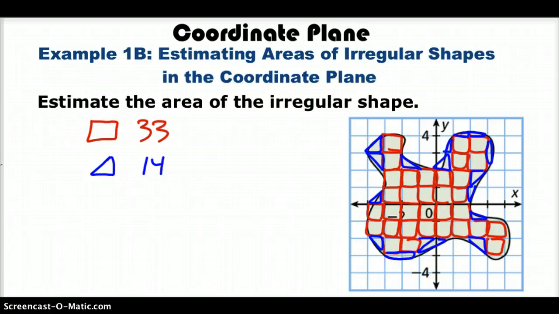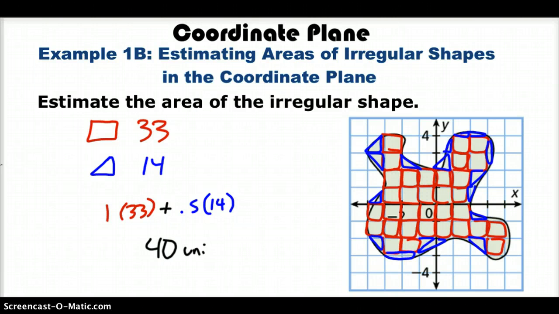So I'm giving one point to all of the squares, so 1 times 33, plus half a point to these 14. That's basically going to be 7 plus 33. So I'm going to say that this is about 40 square units. So 40 units squared. Again, I hope this is pretty easy. We're just using these skills to estimate the area of a blob in a coordinate plane, or in other words, an irregular shape in a coordinate plane.